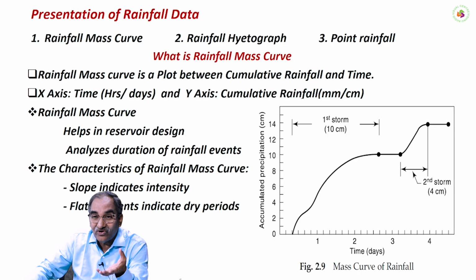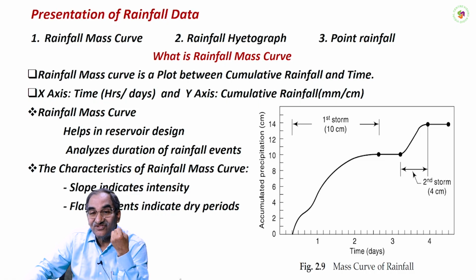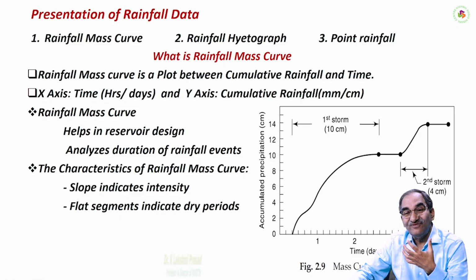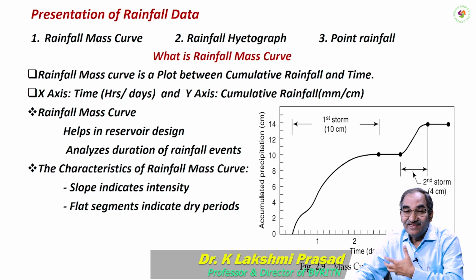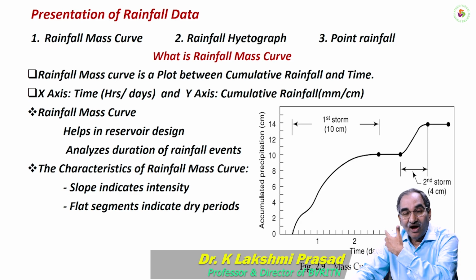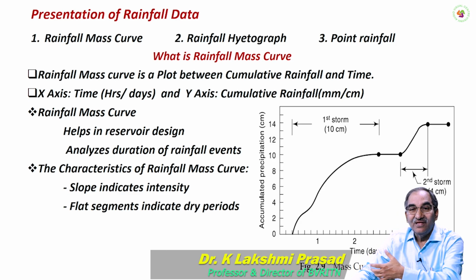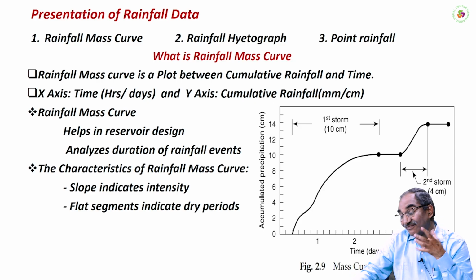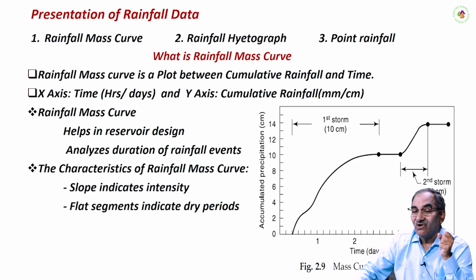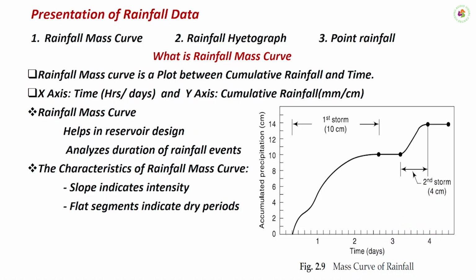You are supposed to store it for 100 years, 150 years, 200 years of data if you want to construct, for example, a dam or a reservoir, or a weir or some other hydraulic structure. You require large data. So how the data is represented, how you keep that data, this is what we call presentation of rainfall data. There are 3 ways of presentation of rainfall data. One is the rainfall mass curve, second is the rainfall hyetograph, third is point rainfall.